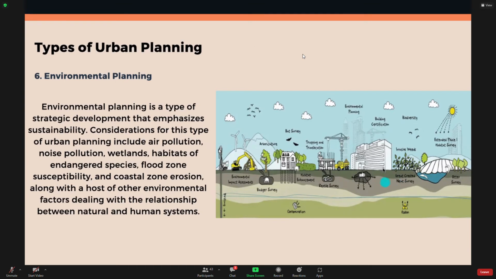Among other things, there is building certification. In Malaysia, we have the Malaysian Green Building certification. In North America, they have LEED. These are all building certifications to encourage people to have a greener lifestyle and save energy. Okay.